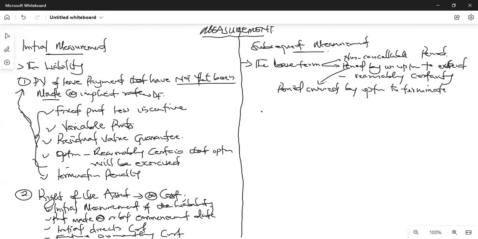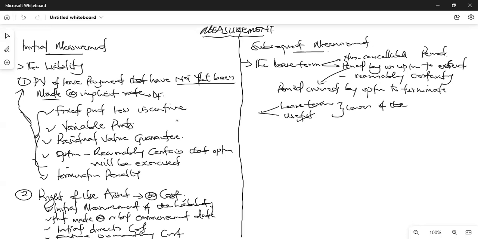Be careful. Sometimes you may have the lease term, and the right of use asset may have its own useful life. In this case, to do your depreciation to present the item in the P&L, you have to go by the lower of the two: the lower of the lease term or the useful life of the asset.